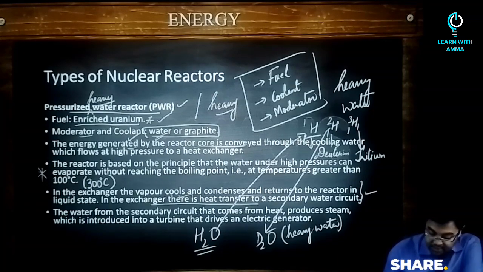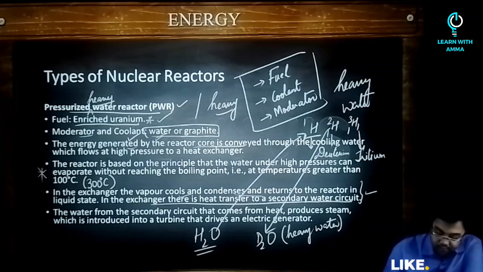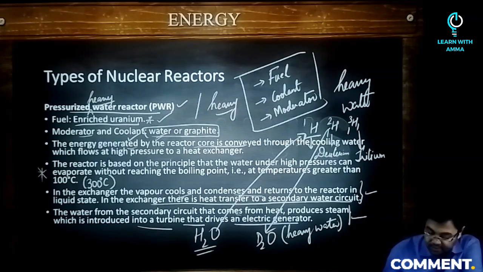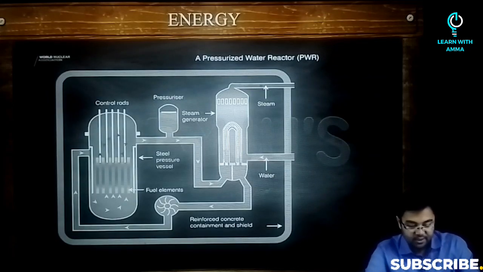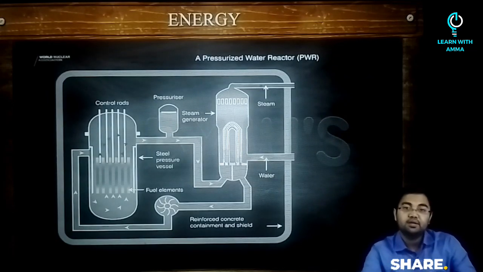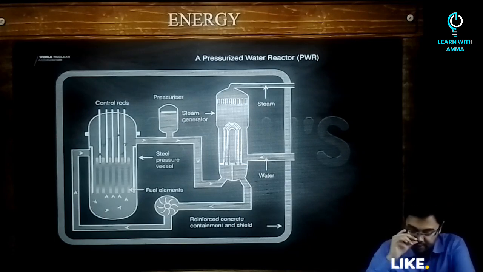In the exchanger, there is a heat transfer to a secondary water unit. The water from the secondary circuit, with the heat, produces steam, which is introduced into a turbine that drives the electric generator for the production of electricity. So this is basically a schematic structure of how a pressurized heavy water reactor looks.